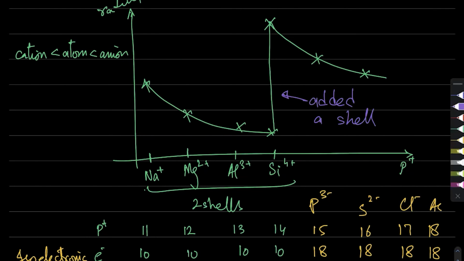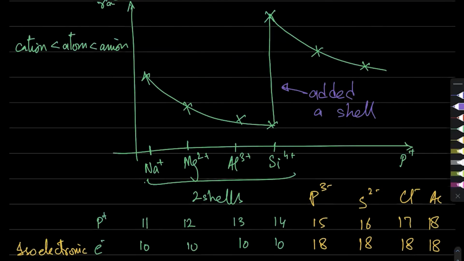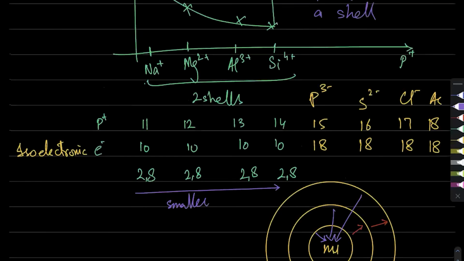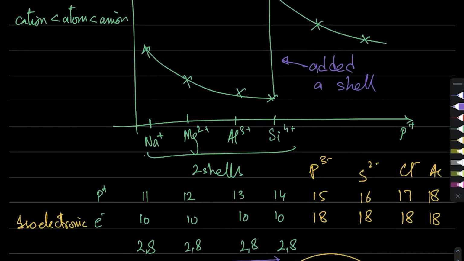If you had two shells, the pattern remains. You're getting smaller and smaller and smaller. And then suddenly you have added a shell. And you add a shell after the 14th group. Why? Because you start becoming negative ions.